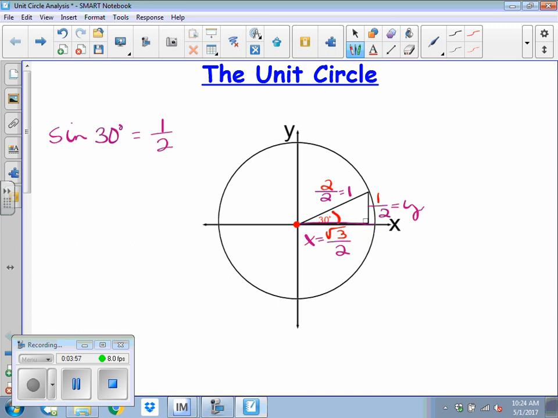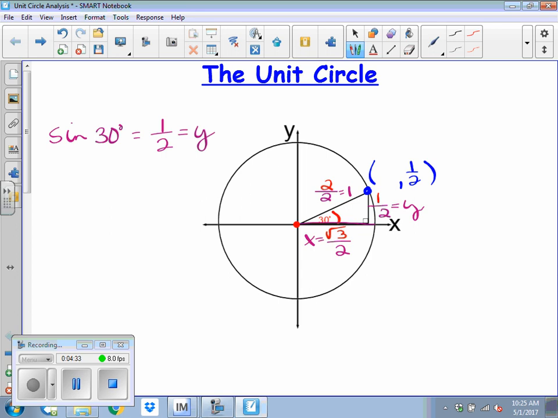Stay with me. 1/2 is the same thing as my y value, correct? What I'm doing right now is I'm developing what this point is right here in the coordinate plane. What do we just find the y value to be? 1/2. This y value is 1/2. Everybody with me?